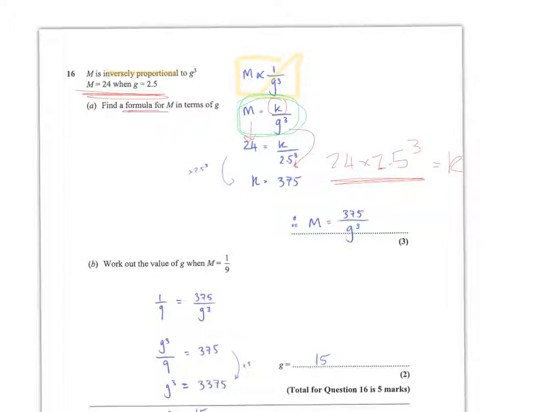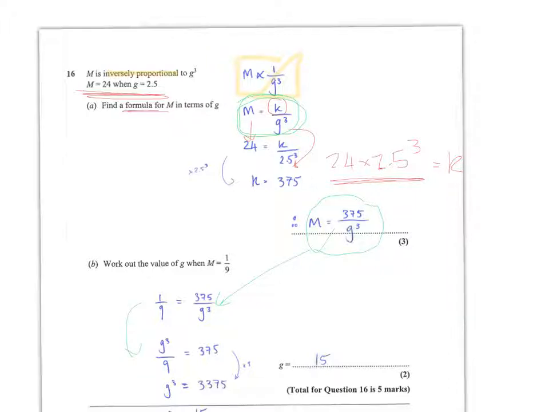Part B, work out the value of g when m equals 1/9. Well, I now take my formula from part A, and I substitute in that m equals 1/9. So 1/9 equals 375 over g cubed.